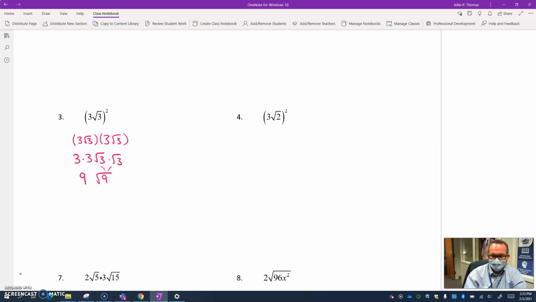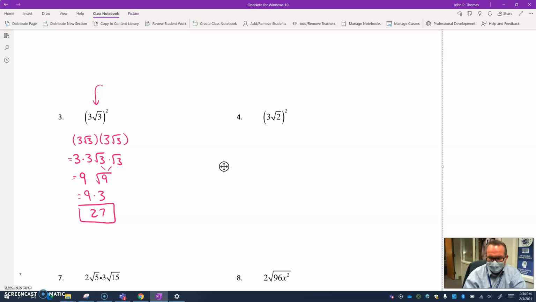All right, but root 9 is 3, so we have 9 times 3, which is 27. And I know this seems like a weird, kind of silly problem. We're actually going to see this structure come up a ton when we do our Pythagorean theorem problems, because anytime one of the sides has a radical in it, when we square that, we have to remember to square both the number in front as well as the radical.